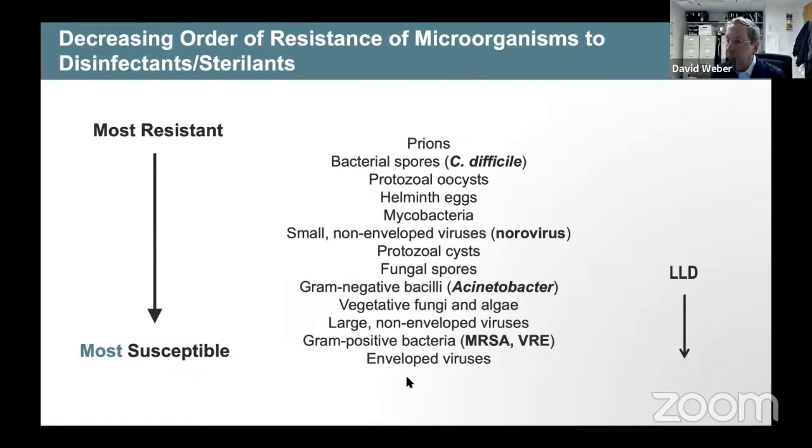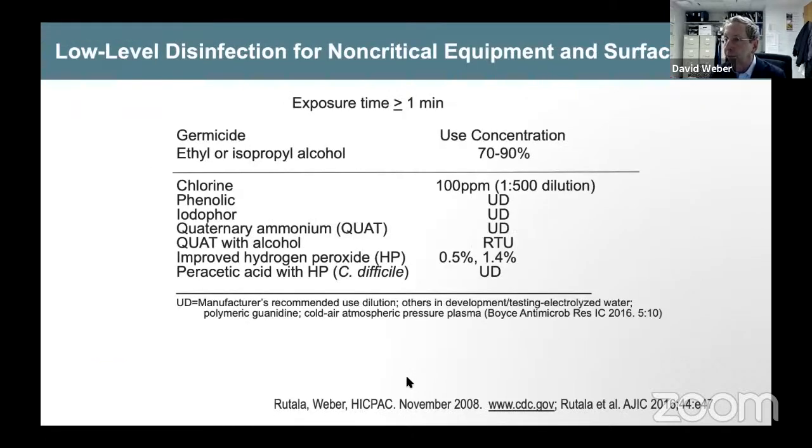So again, low-level disinfection removes envelope viruses, gram-positive bacteria, large non-envelope viruses, vegetative fungi, gram-negative bacilli and fungi. It won't remove spores. It has longer terms of activity or may be inactive against non-envelope viruses like norovirus, slowly active against mycobacteria, and non-active against bacterial spores and prions. But again, we rarely acquire those from the environment. And of course, cleaning does physically remove many of those things, even if they're not killed by the disinfectant.